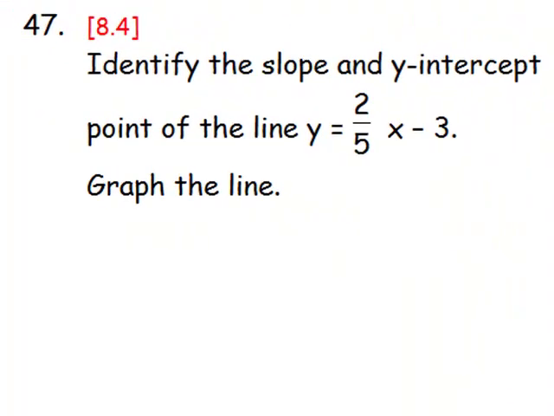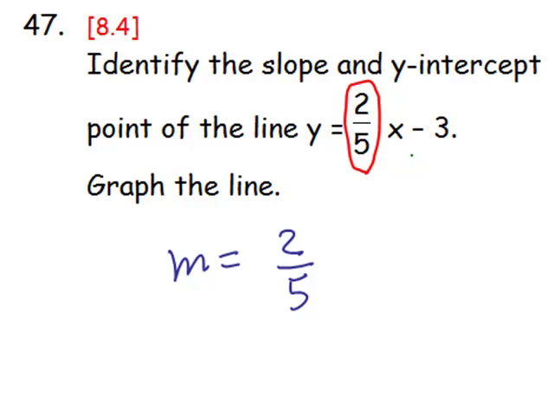Number 47. Identify the slope and y-intercept point of the line y equals 2/5 x minus 3. And then we'll graph the line. The slope is the coefficient of x. So right away we can say that m equals 2/5.